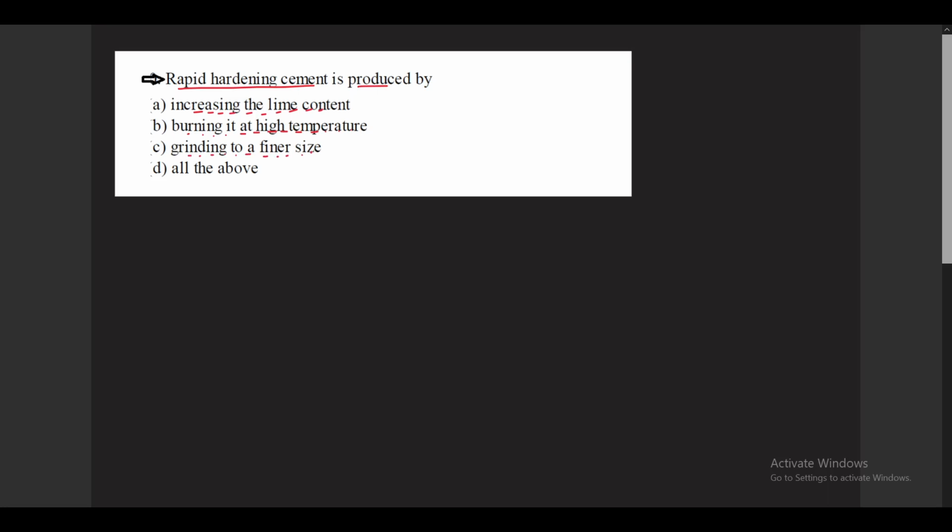So this rapid hardening cement contains more lime as compared to the OPC. So the first one is the correct option, we can say. The next one is burning it at a high temperature, this is also the correct option. And the last option, grinding to a finer size, is also the correct option. So you can see here that all three options are correct. So ultimately option D, that is all of the above, is the correct option for this question.